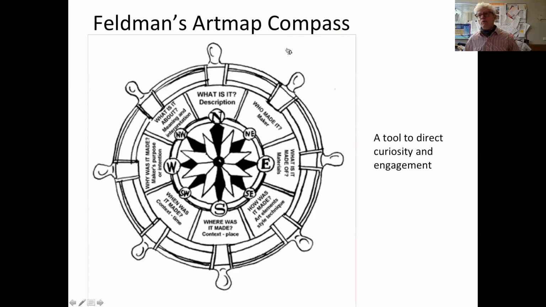Here we have a tool, Feldman's ArtMap Compass. You can have a look at it at your leisure, look it up on the internet. It is a device to help you question artworks and artists. When was it made? What is it about? Who made it? All of that sort of thing. A tool for curiosity engagement.